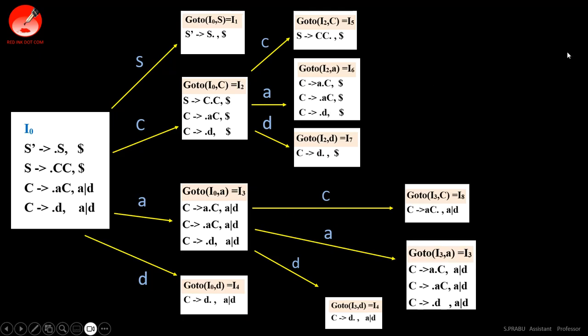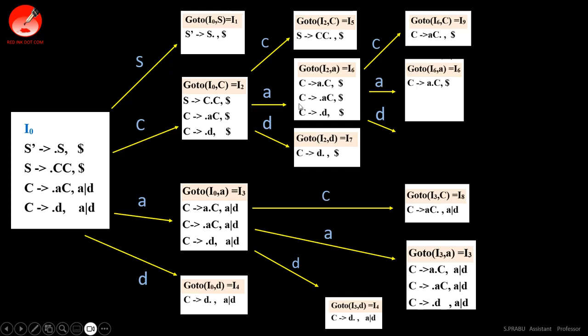Now I am going to repeat this operation for the resultant sets. I5 is a closed state, so I am going to apply goto functions for I6. For capital C, the result is C tends to AC dot and dollar symbol. This is a new set, so I name it I9.